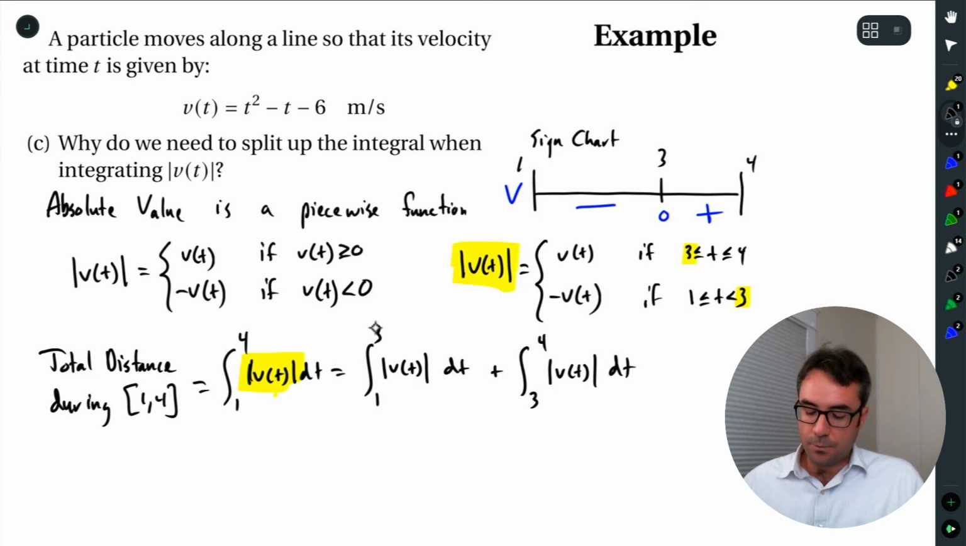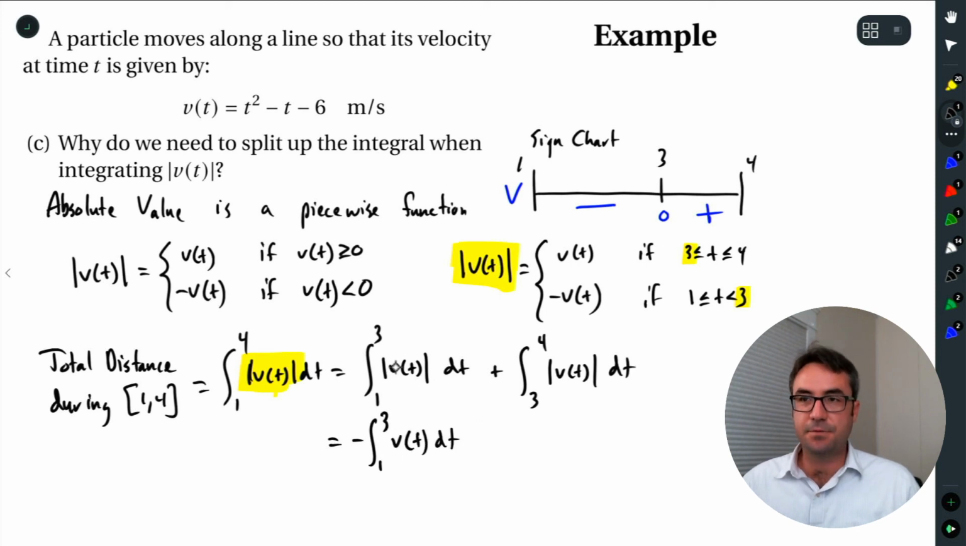Well, now, once we have these integrals all split up, then we can actually start using these single formulas here. So on this interval from 1 to 3, our absolute value function is really this. And we could put the negative in front. So this first integral, if we use this definition, becomes the negative of the integral from 1 to 3 of our velocity function. And then if we look on the interval from 3 to 4, well, what's happening there? Well, that absolute value function is this right here. So we would just replace that.